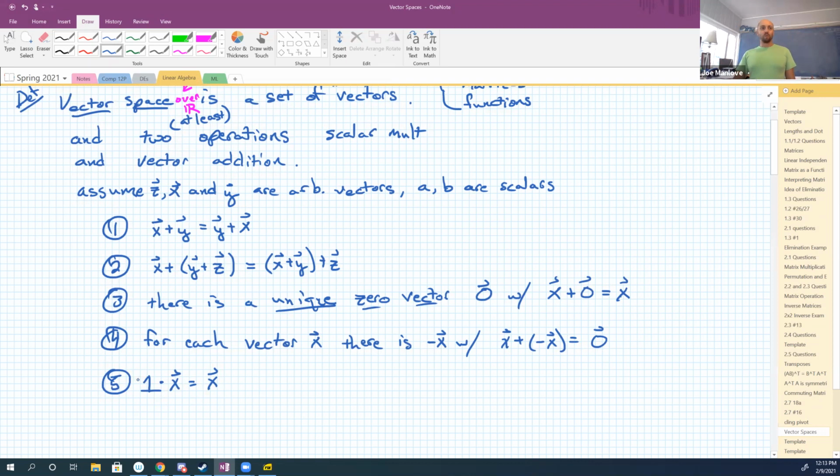Okay. So the 1 here, the meaning does not change. That is still 1 in the real numbers. That's not a new 1. That's the same old 1.